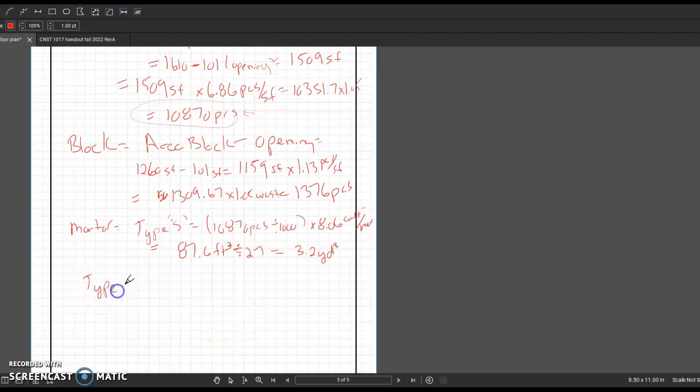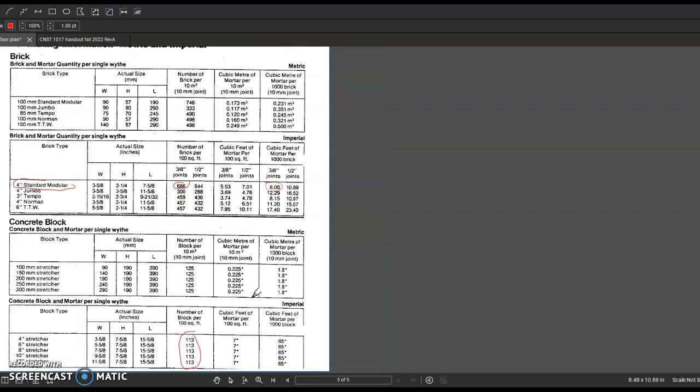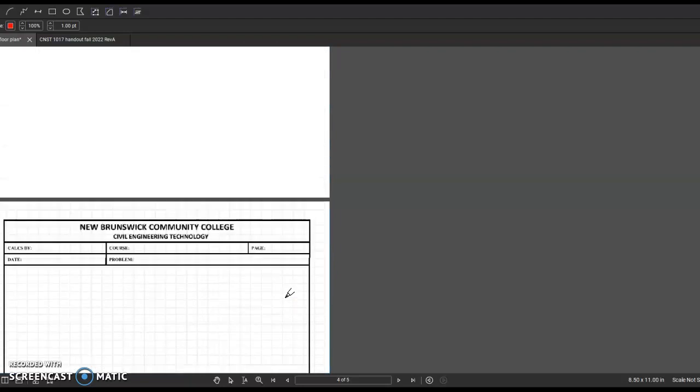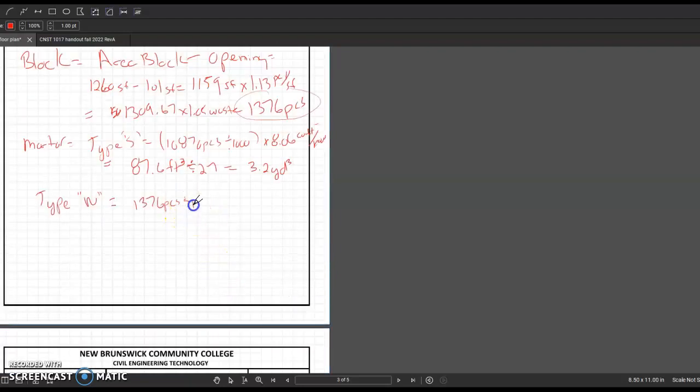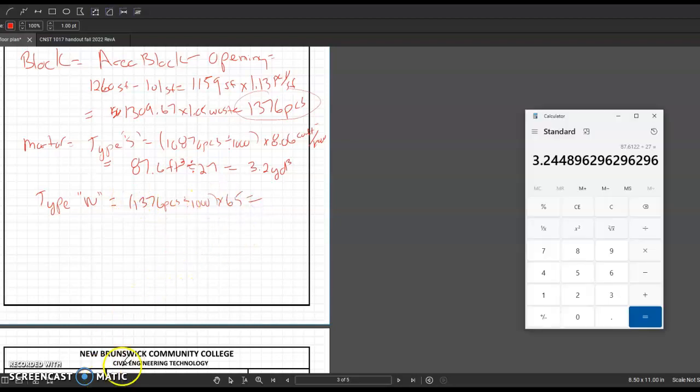And let's say our interior walls for our concrete block is a type N. Again, I need to know number of pieces, so my concrete block, 1376 pieces. I need to look at my Shaw information to figure out how many cubic feet per thousand of block, and it's 6.5 cubic feet for every 1,000 block. So again, divide by 1,000, multiply by 6.5. 1376 divided by 1,000 times 6.5.